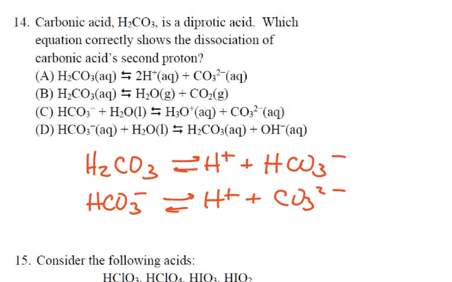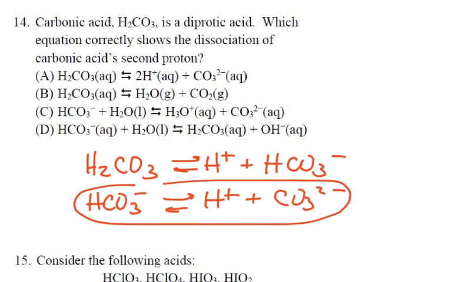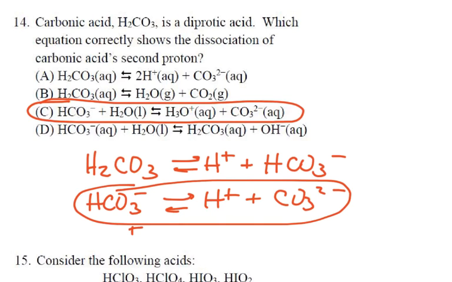Number 14. Carbonic acid is diprotic, which equation correctly shows the dissociation of carbonic acid's second proton? So I just took a second and wrote out the two dissociations. H2CO3 gives off H+ and HCO3-, and then that HCO3- can give off an H+ and CO3 2-. So I need to find an answer that looks like that. And so if I put in water, then I get answer C. So this plus water turns into H3O+ and CO3 2-, and that's the right answer. So I can recognize answer C.